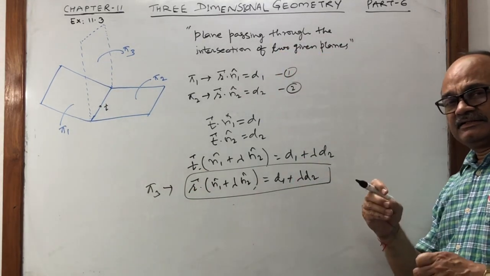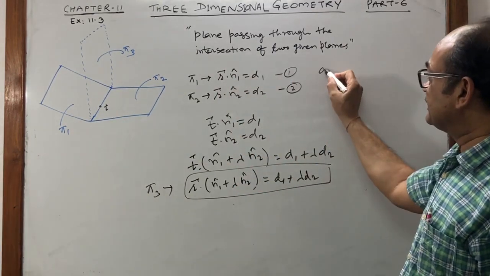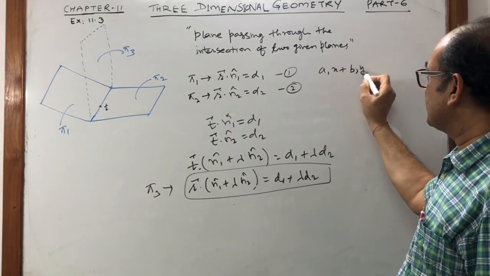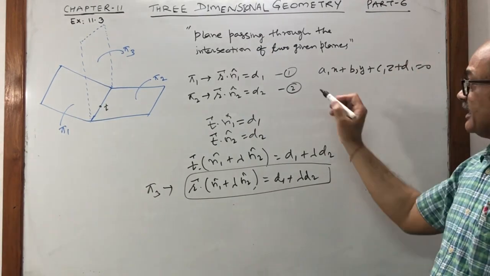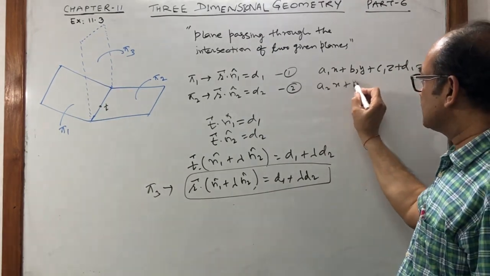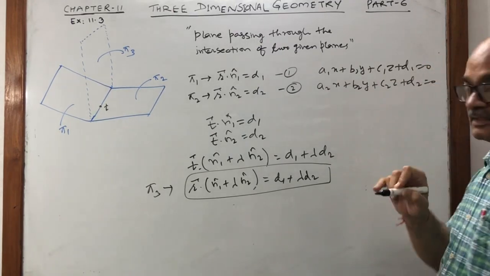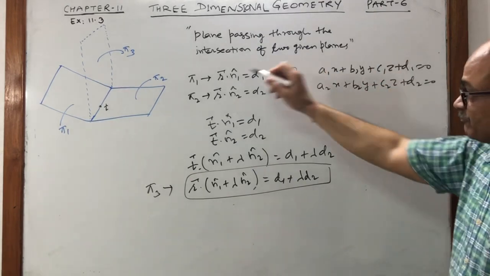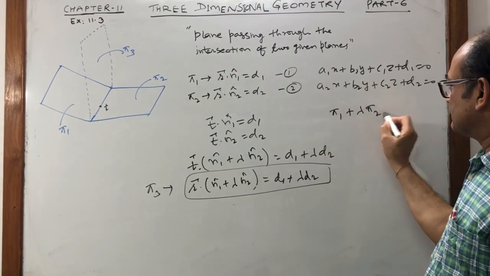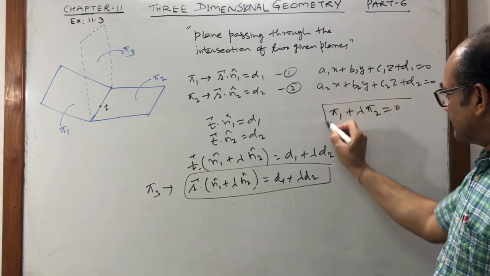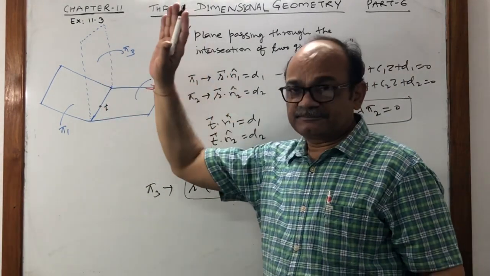If it is in Cartesian form, then suppose the first plane is a1x plus b1y plus c1z plus d1 equal to 0, and the second plane is a2x plus b2y plus c2z plus d2 equal to 0. Suppose this plane is pi 1 and this is pi 2, then the third plane is pi 1 plus lambda pi 2 equal to 0, and this is the equation of pi 3.